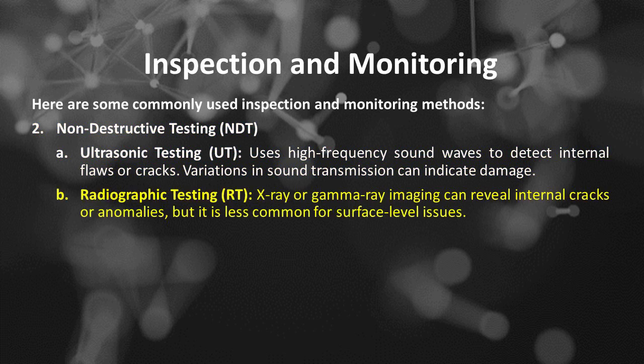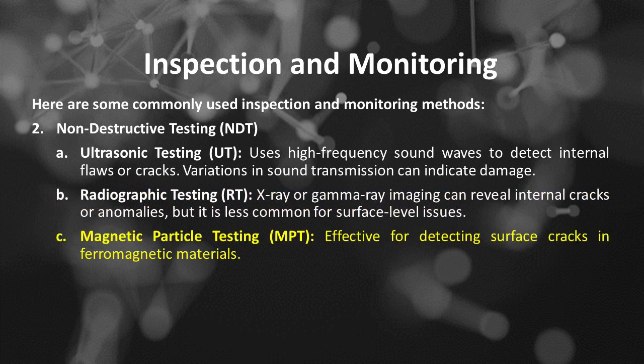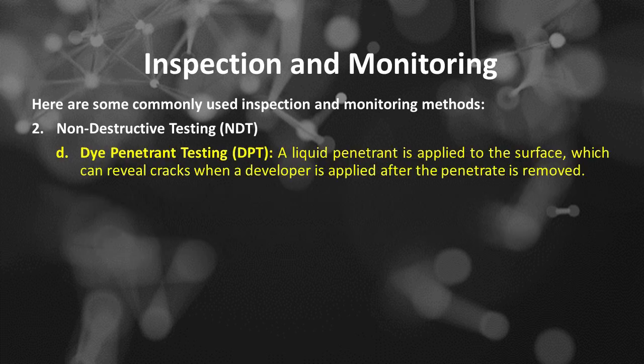The second is radiographic testing, or RT, X-ray or gamma-ray imaging can reveal internal cracks or anomalies, but it is less common for surface-level issues. The third is magnetic particle testing, or MPT, effective for detecting surface cracks in ferromagnetic materials. The fourth is dye penetrant testing, or DPT, a liquid penetrant is applied to the surface, which can reveal cracks when a developer is applied after the penetrant is removed.